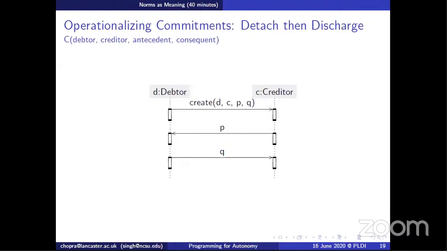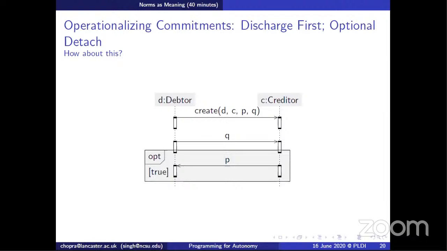The interaction diagram in the figure shows two parties, debtor and creditor, and some interactions between them. The debtor first creates the commitment by sending a message. The creditor brings about the antecedent P, and then the debtor brings about the consequent Q by sending a message. This looks like a perfectly reasonable way to operationalize the commitment via messaging. But what about other operationalizations?